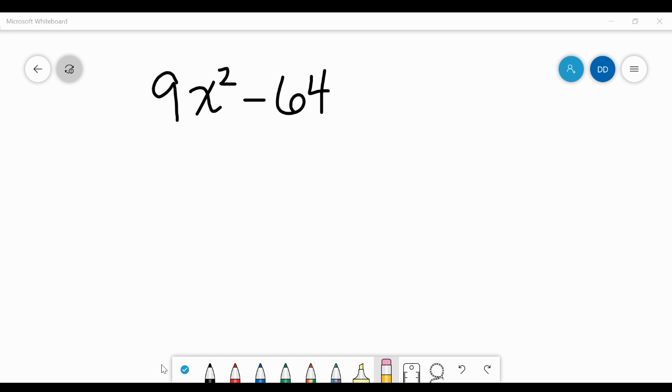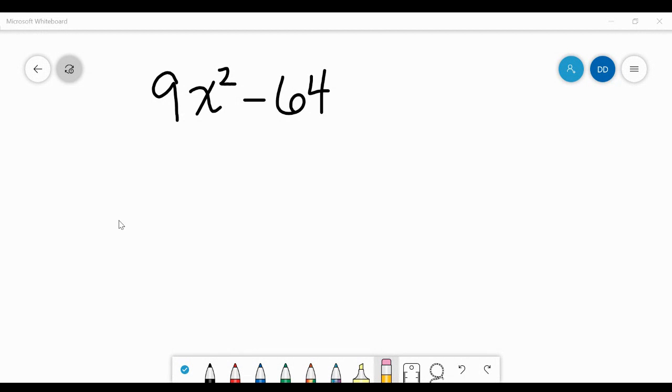Hey everyone, so today we're going to be focusing on factoring binomials that have a difference of perfect squares. So in the PowerPoint, I reviewed what a perfect square is. It is the product of a number times itself. So like 4 times 4 is 16. 16 is a perfect square. X squared times x squared is x to the fourth. X to the fourth is a perfect square.